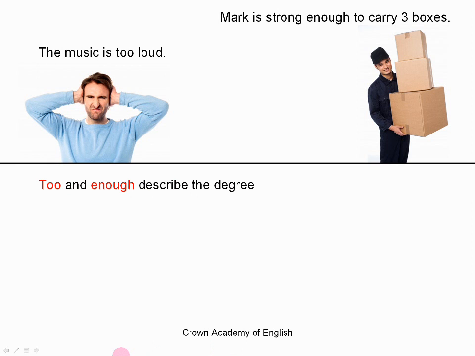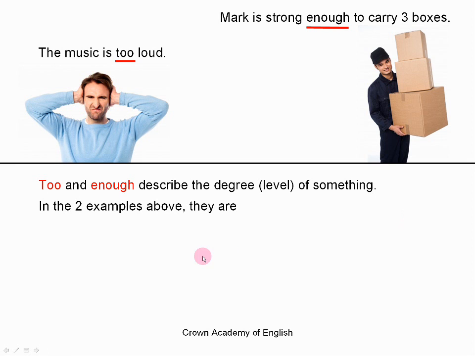So the words too and enough describe the degree of something or the level of something. So here is the word too and here is the word enough. And in the 2 examples above, they are used with adjectives. Okay, adjectives. So here is the adjective.